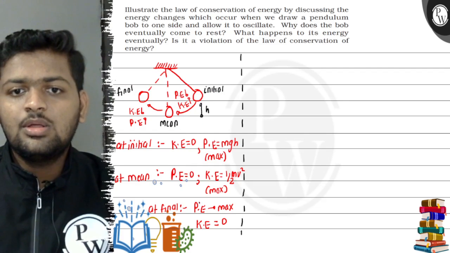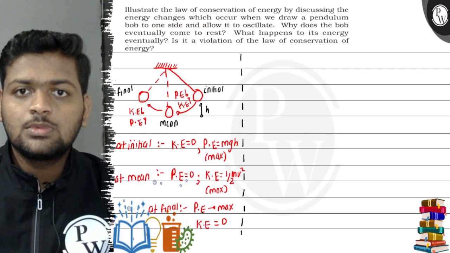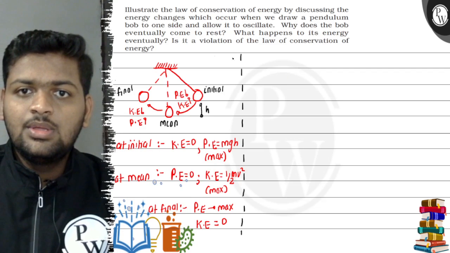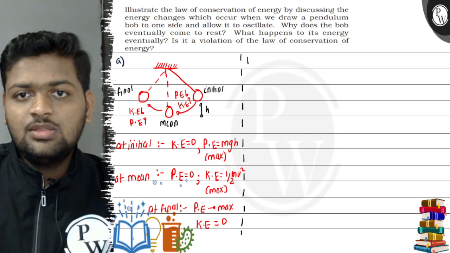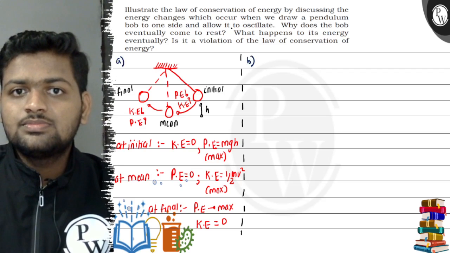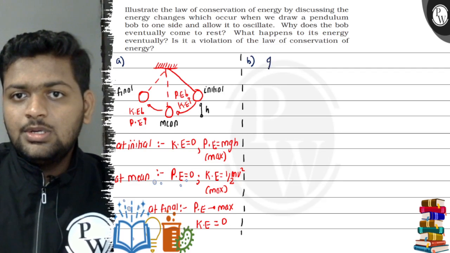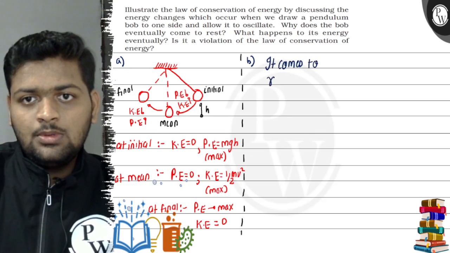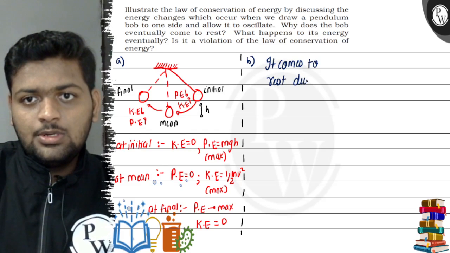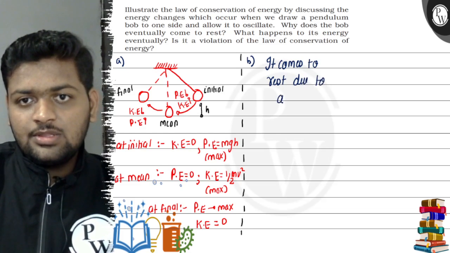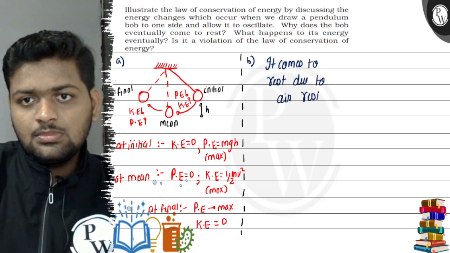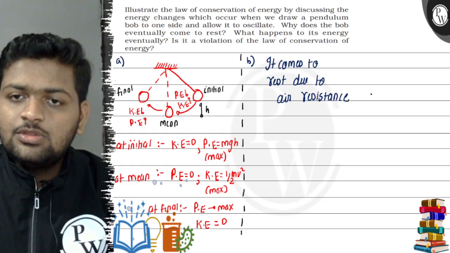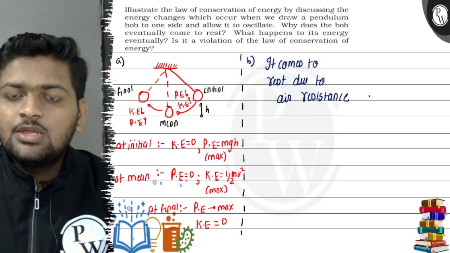Now we'll come to the next part of the question, which says why does the bob eventually come to rest? So this is like our first part, and this will be our second. Now we will tackle why the bob comes to rest: due to air resistance. There is air resistance present which leads to it coming to rest.